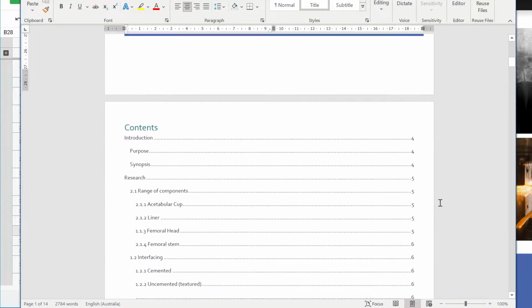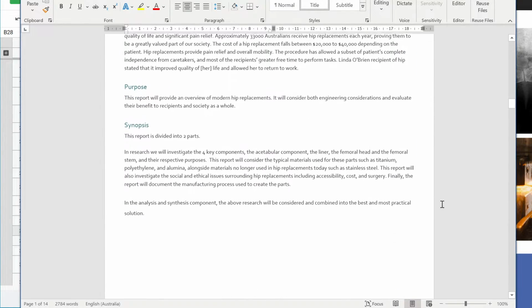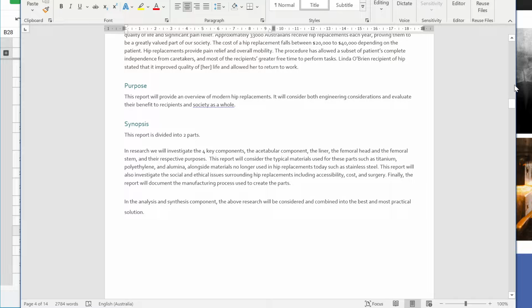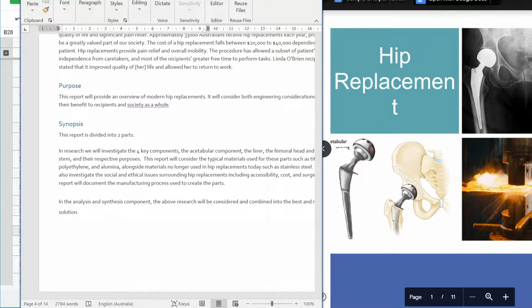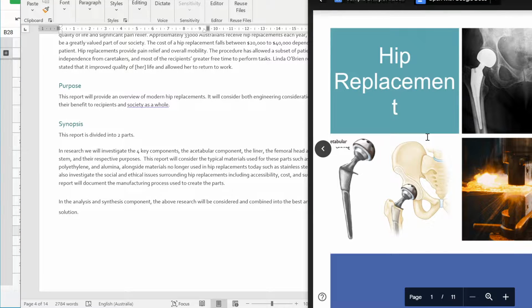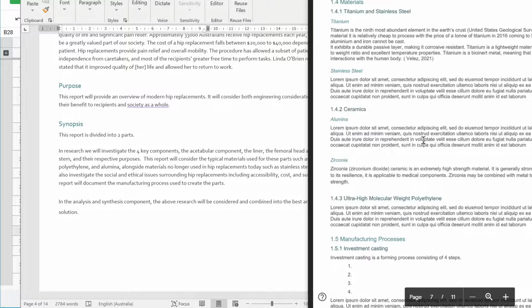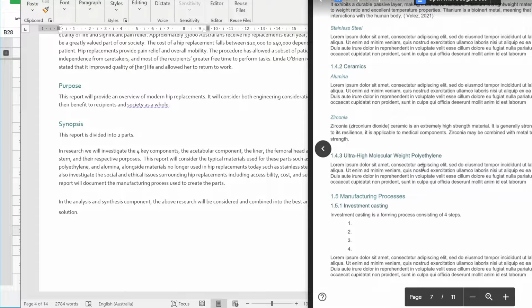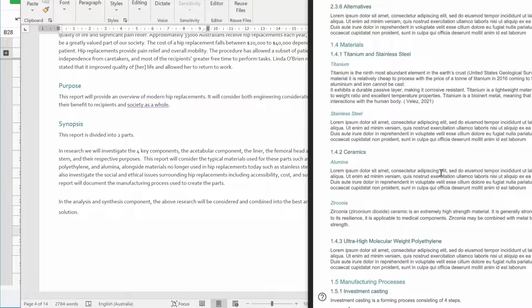Great. Okay, so in the document I've given you, you can see it just says lorem ipsum over and over again. So I expect you to talk about alumina and zirconia and where they're used. Zirconia, I've actually given you the text because I wanted to reduce the amount of work you had to do.